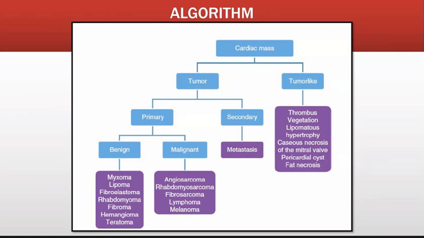Tumors can be primary or secondary. Primary is subdivided into benign and malignant tumors. For the primary benign tumors, we have myxoma, lipoma, fibroma, rhabdomyoma, etc. For malignant tumors, we have angiosarcoma, rhabdomyosarcoma, lymphoma, etc. Secondary tumors are usually caused by metastasis.